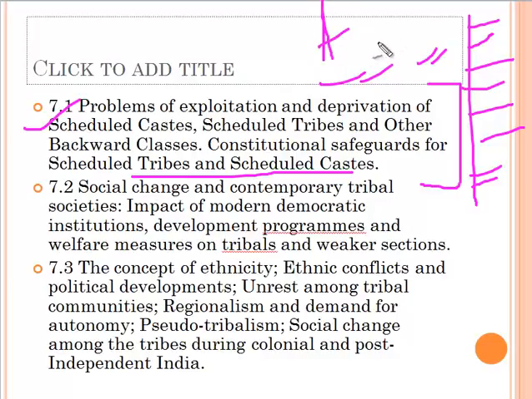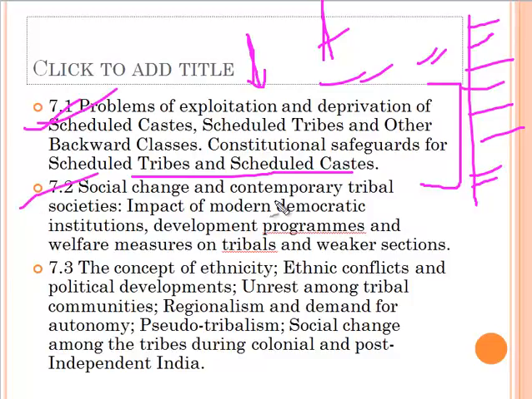So what are the different contents of those particular articles? What are the different protections and safeguards that have been provided to these particular classes or castes? And what are the different challenges in the implementation of that? Why have they not been implemented? That you have to study here.